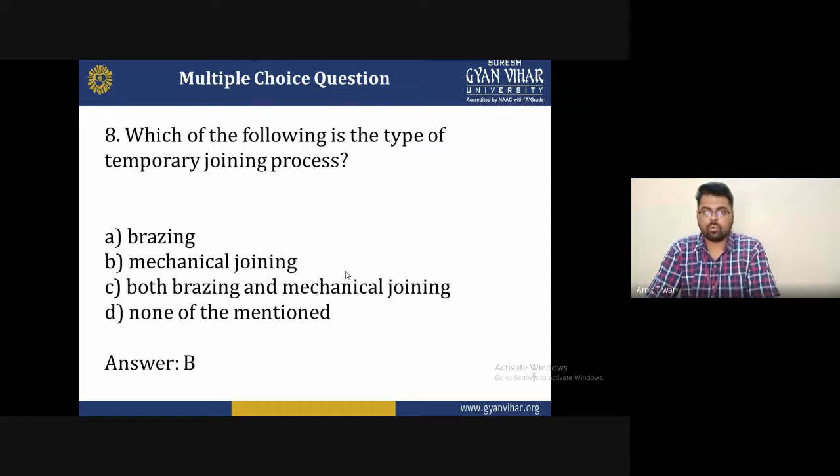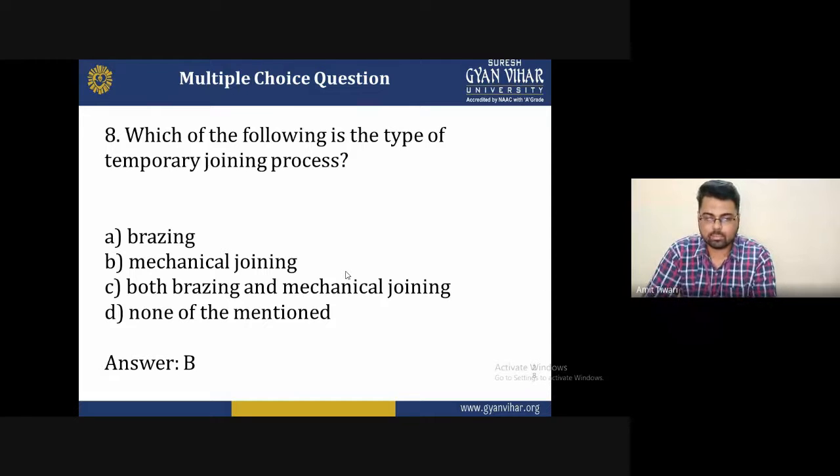Eighth, which of the following is the type of temporary joining process? The options are A. brazing, B. mechanical joining, C. both brazing and mechanical joining, and D. none of the mentioned. So the correct answer of this question is B.